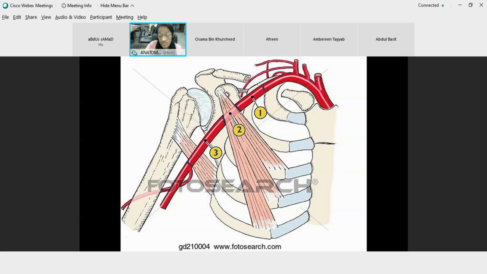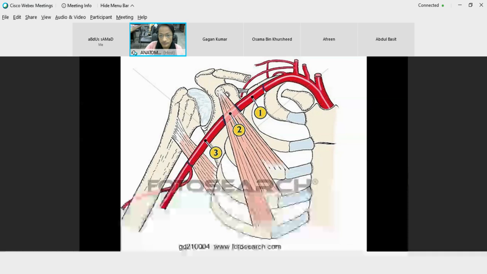In which region is the pectoralis minor muscle present? Pectoral region, ma'am. Yes, pectoral region. Pectoralis minor is a muscle of the pectoral region. So this pectoralis minor muscle is crossing in front of the axillary artery and dividing the artery into three parts. You can see the first part, second part, and the third part.